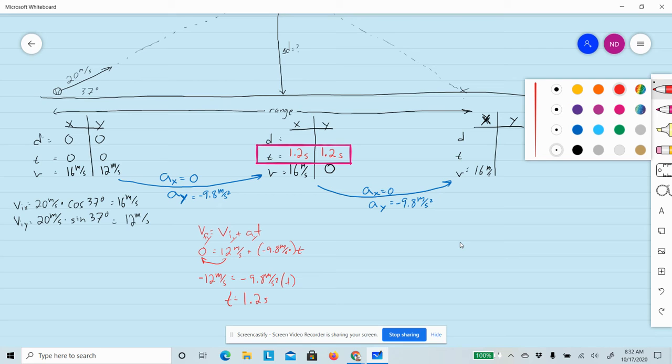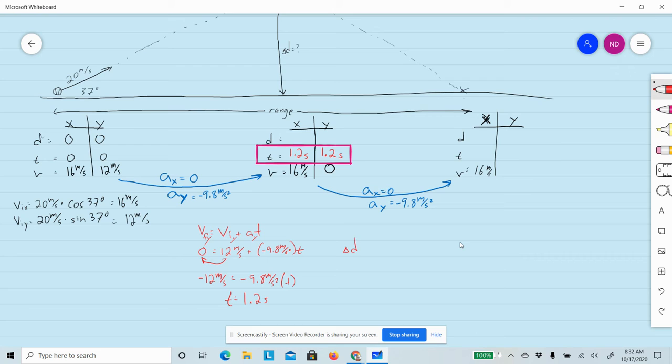We should be able to figure out this distance. Delta D equals ViT plus 1/2 AT squared. If we do this in the X direction, that goes away because there is no acceleration in the X direction. Delta dx equals ViT. That is going to be 16 meters per second multiplied by 1.2 seconds, 19.2 meters.